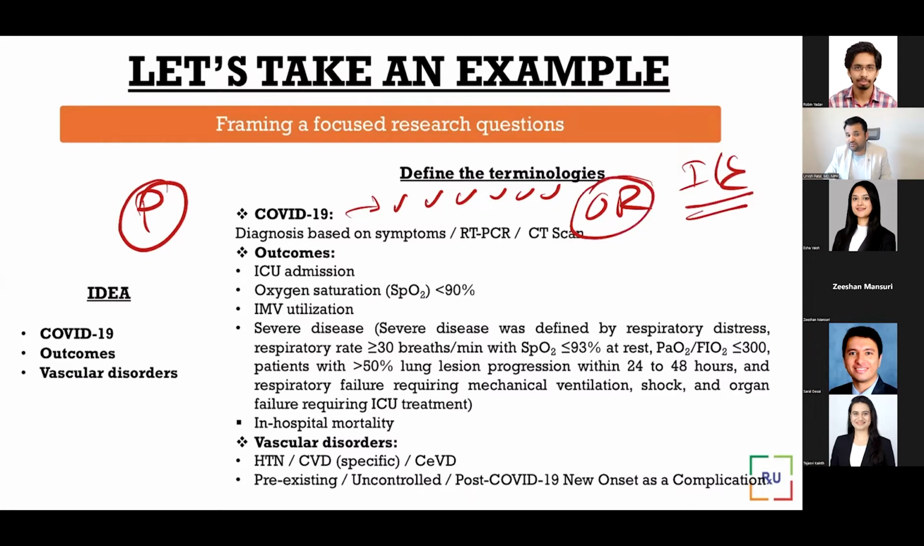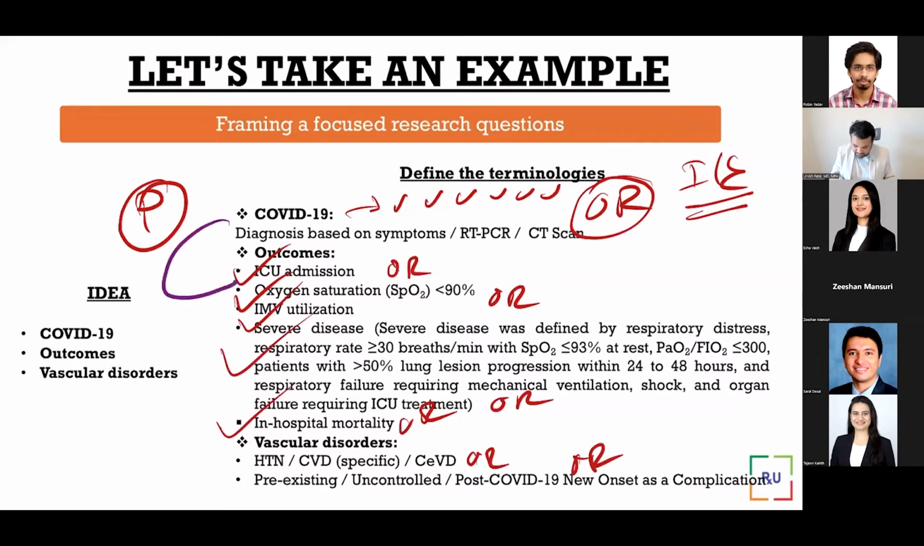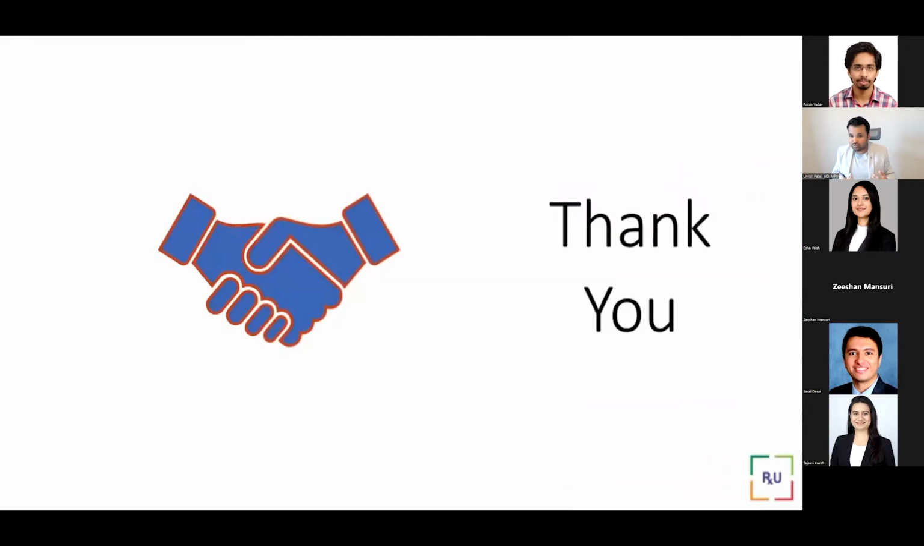As I was telling you, there are multiple names of the outcome: ICU admission, oxygen saturation, invasive mechanical ventilation, severity of the COVID, in-hospital mortality. This all goes with each other using OR. Vascular disorders are of many types: hypertension, CVD, pre-existing vascular disorders, uncontrolled vascular disorder, or generated as a new onset of complication. Everything internally will go with OR. But now when I'm dealing with the search engine, I'm going to use AND to merge them together.